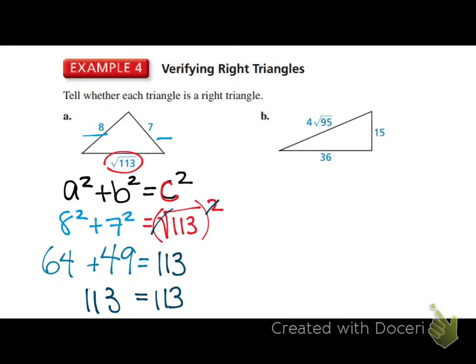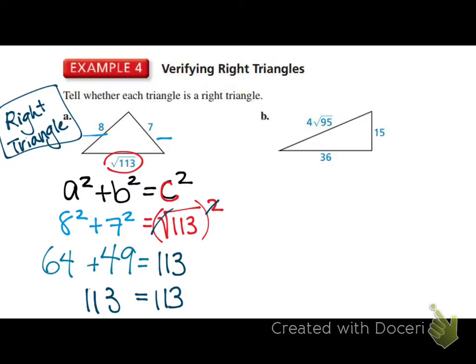Do we think this is a right triangle? Yes, because a squared plus b squared equals c squared. So we're going to write that it's a right triangle. We're not just going to write yes, because I would like for you to be in the habit. Tomorrow we're going to learn about identifying acute and obtuse triangles using the Pythagorean Theorem. So just write a right triangle.